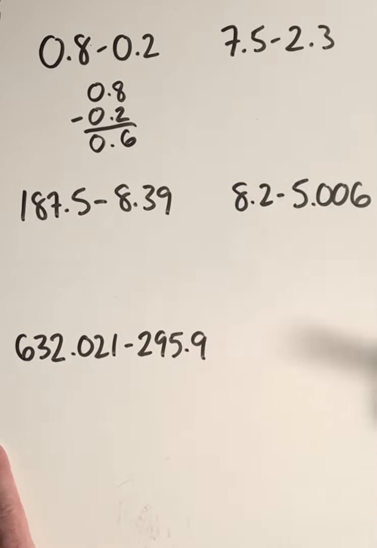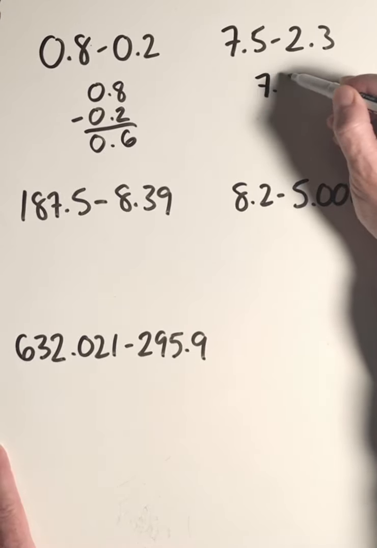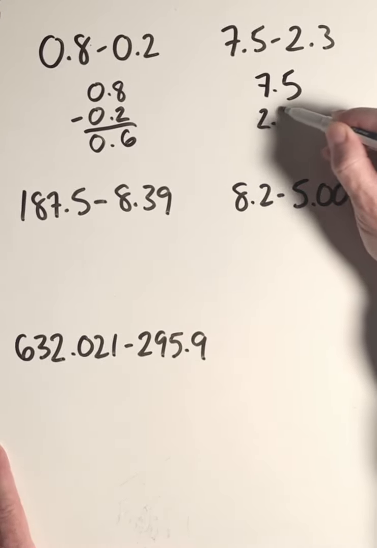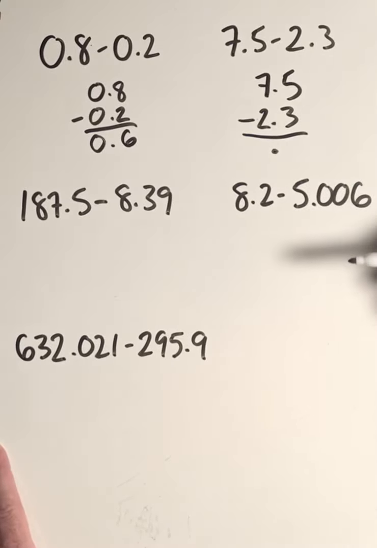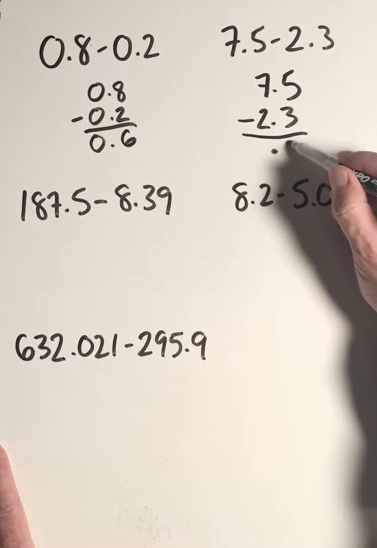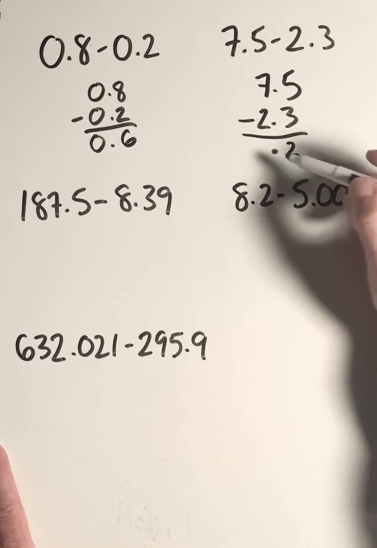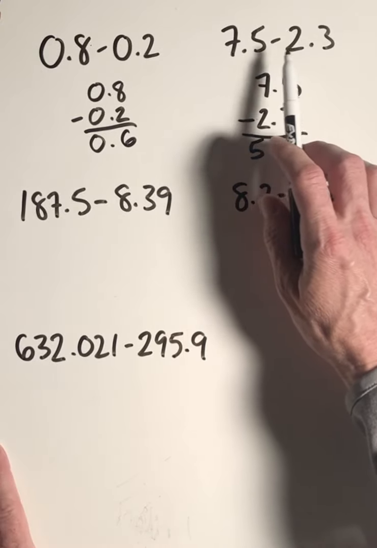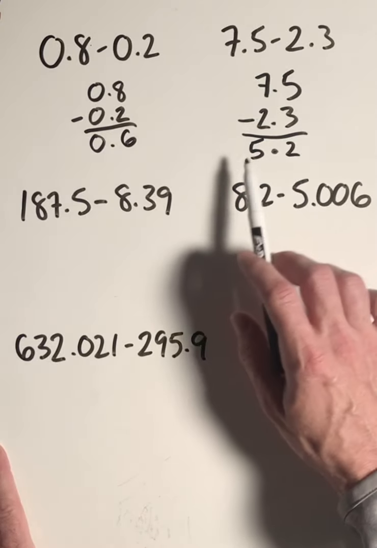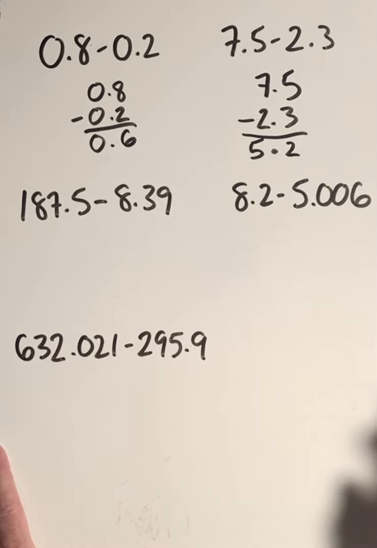Over here, we're going to follow the same procedure. Line up the decimal points. Bring the decimal down. And then subtract as normal. 5 minus 3 is 2. 7 minus 2 is 5. So 7 and 5/10 minus 2 and 3/10 equals 5 and 2/10.